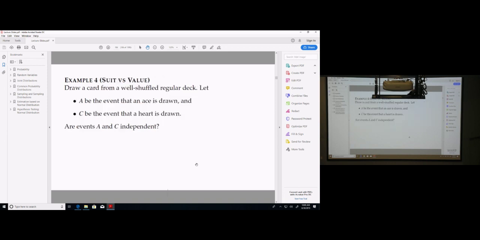Okay, now we are trying to look at some of the situations. Let A be the event that an ace is drawn, and C the event that a heart is drawn. So we want to decide whether events A and C are independent. Now the independence is really checking three probabilities. The probability of A intersect C, so you have to calculate that in one way, and then you have to calculate the probability of A, and the probability of C.